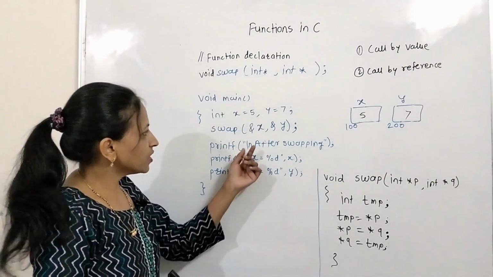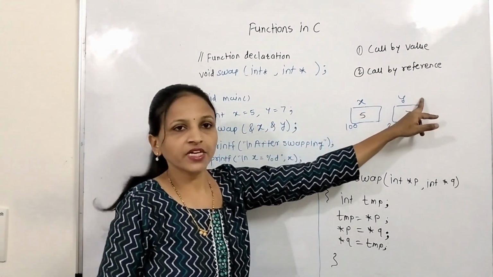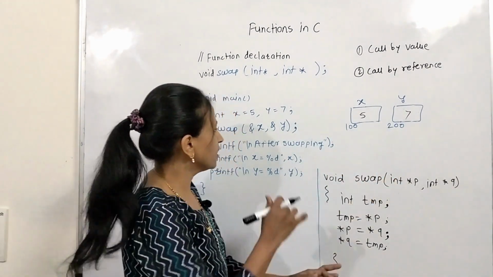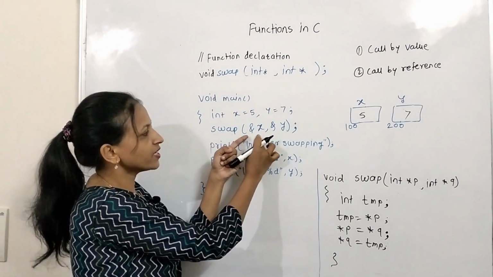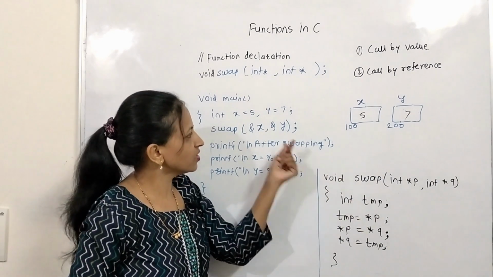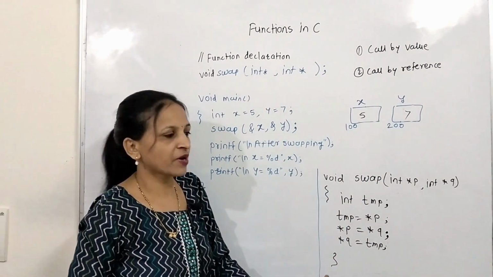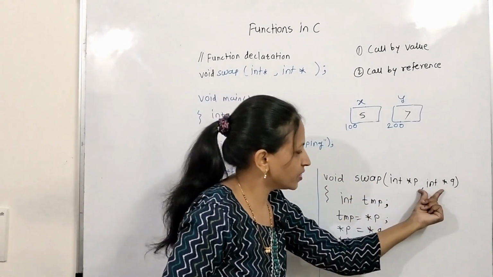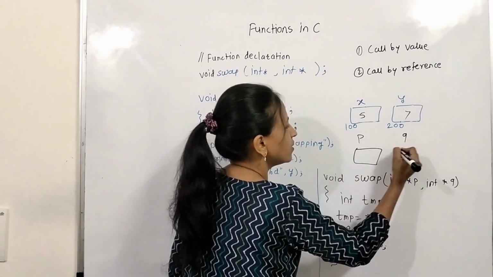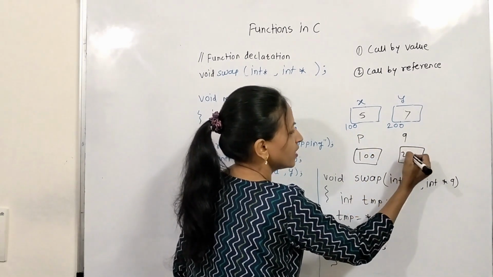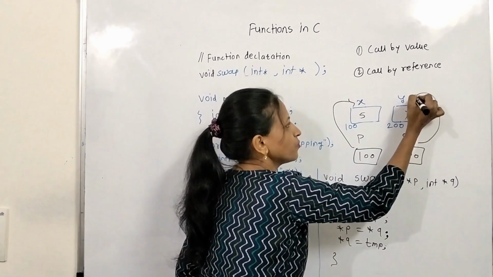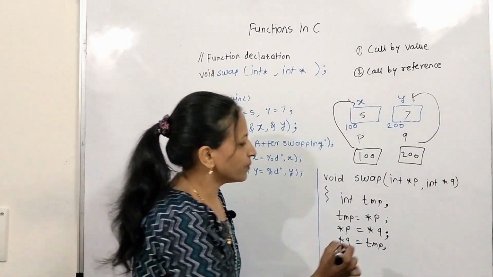See how it works. Here we have declared X and Y, that's why X and Y are created having values 5 and 7 initially. They may have any address, let it be 100 and 200. We are calling this function swap with the address of X and the address of Y. Because of that, the address of X will be passed here, and the address of Y as the second argument will be passed here. Whenever that is passed, control will come here, P and Q will be created, and P and Q will have the address of X and the address of Y. Now we can say that P is pointing to X and Q is pointing to Y. After that, temp will be created.